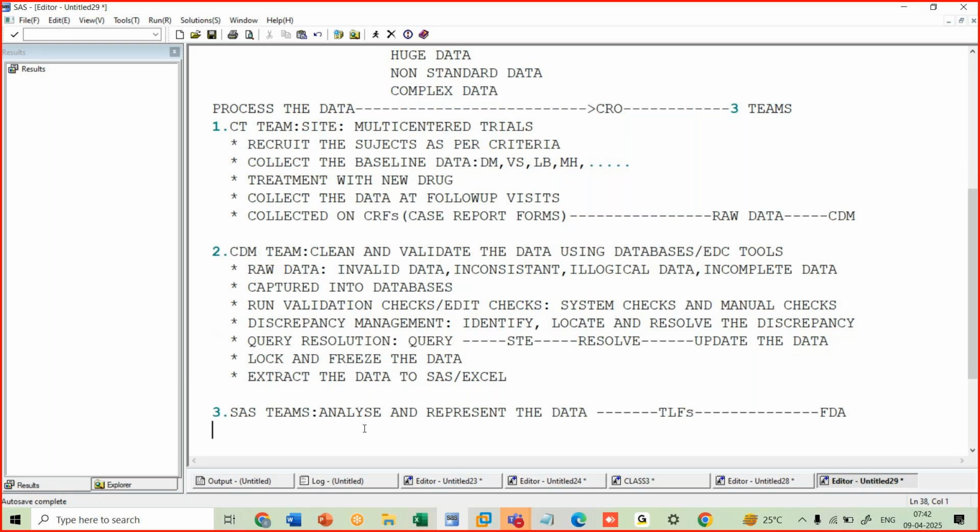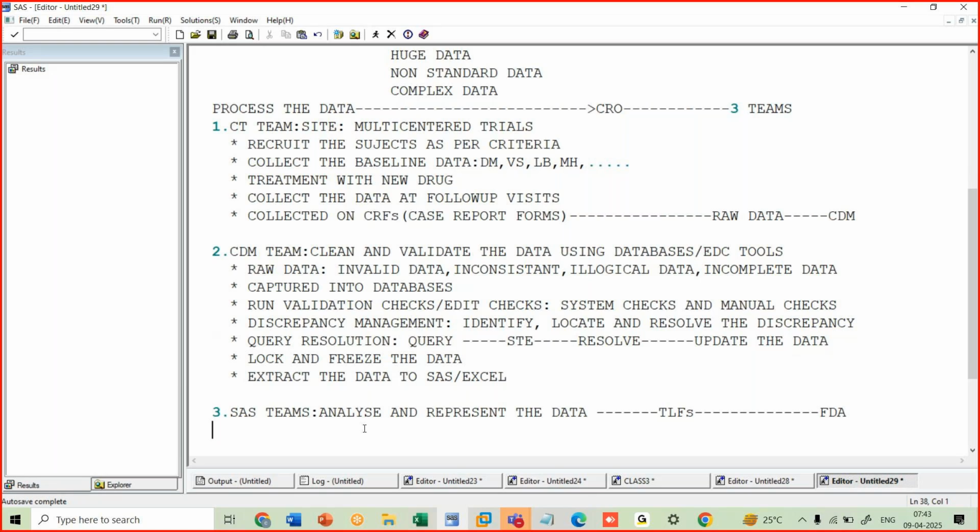Okay. So they analyze and they represent the data. So this is the complete data workflow. So clinical trial team, CDM, SAS. The clinical trial team is responsible for conducting the trial, collecting data. CDM ensures the data is clean, complete, valid, accurate. Then the SAS will analyze, represent the data into TLF, table listing figures, and they'll prepare a report and submit to FDA.